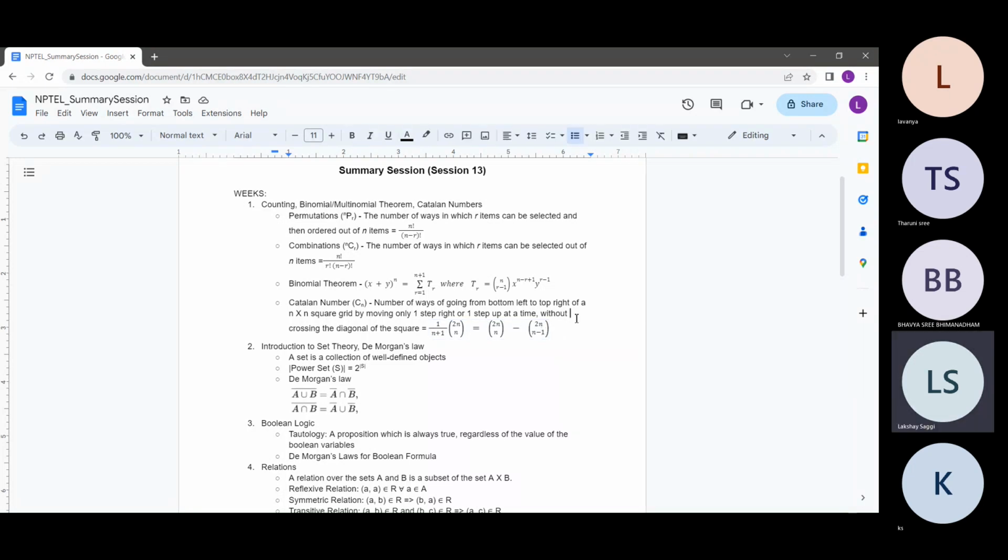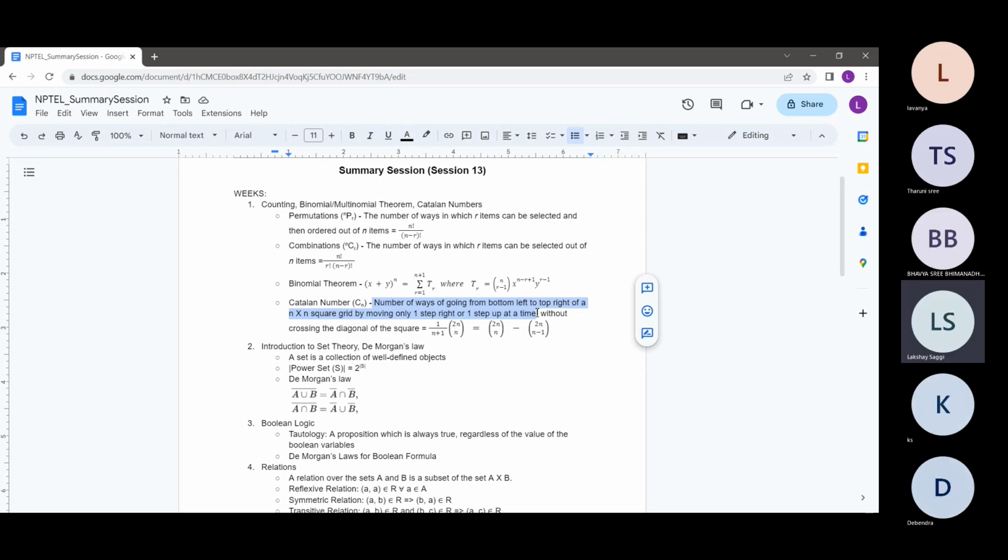One thing I wanted to point out is the number of ways of going from bottom left to top right of an n cross n square grid, moving only one step right or one step up at a time. Suppose we had to find the number of ways for this only, without the constraint of not crossing the diagonal of the square. Then the answer would be just 2n choose n ways.